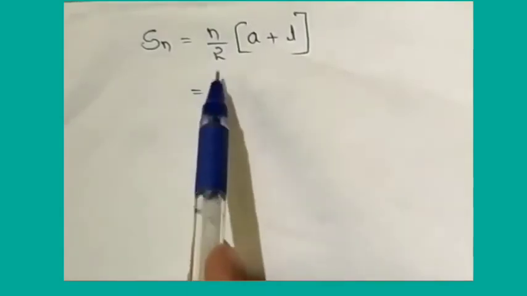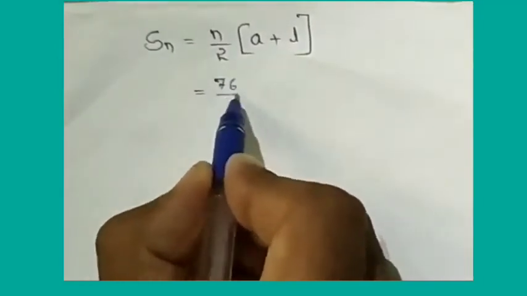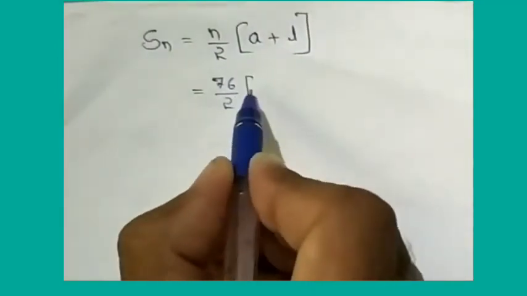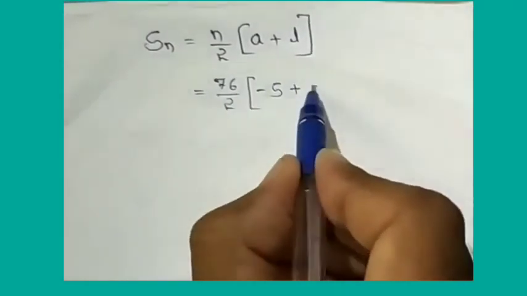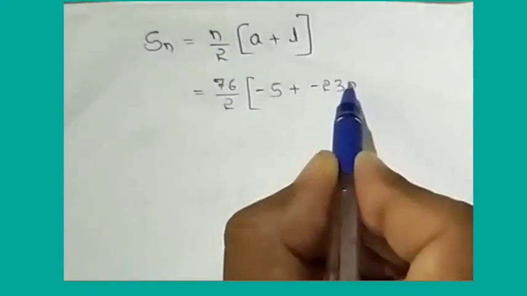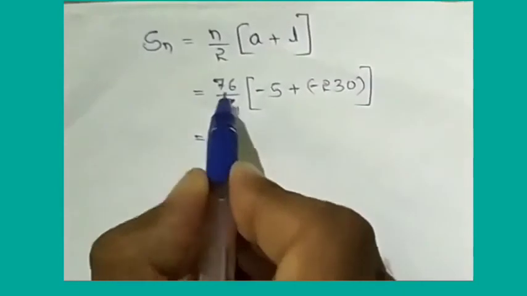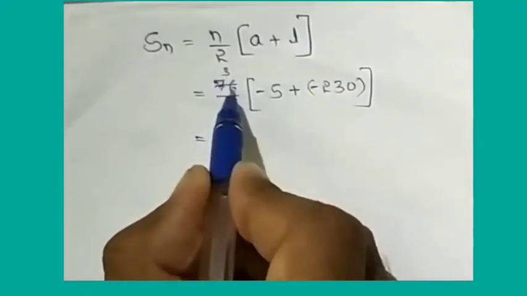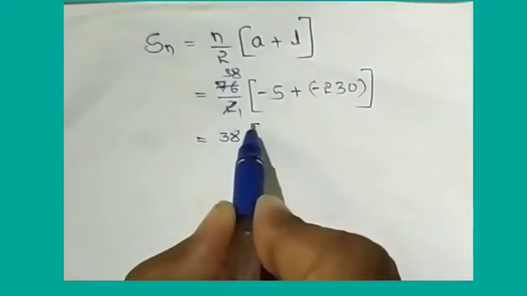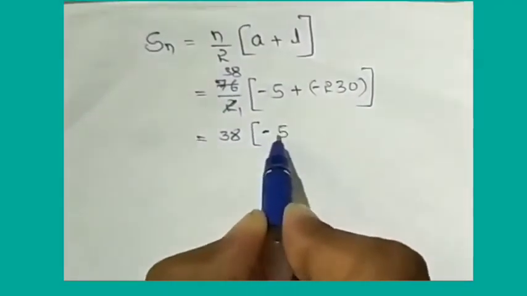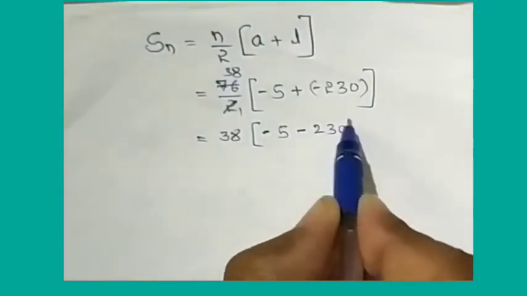In formula n by 2, a plus l, substitute all the values. N we got here 76 by 2, a we know, that is minus 5, plus l is minus 230, write it in bracket. So here 2 1s are 2, 2 3s are 6, remaining 1, it becomes 16, so 38. Again in bracket minus 5, here plus into minus, it becomes minus only 230.